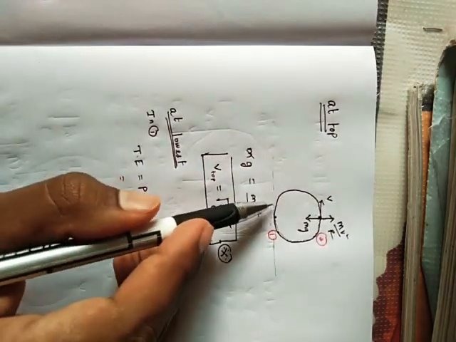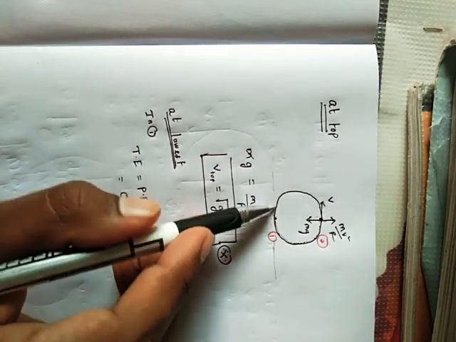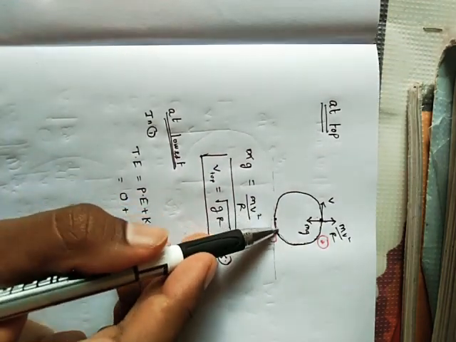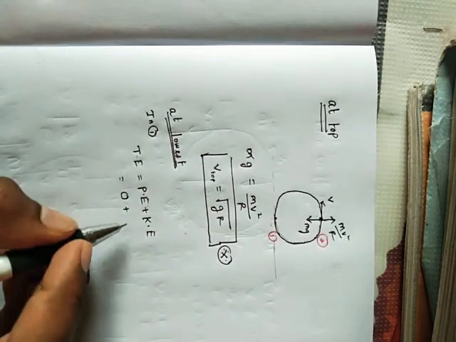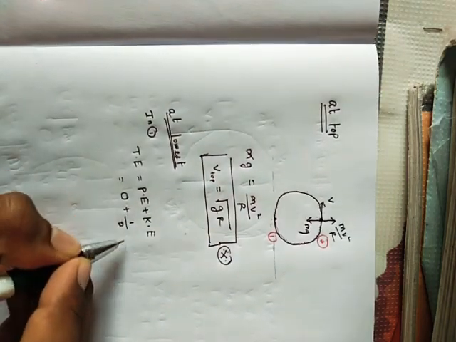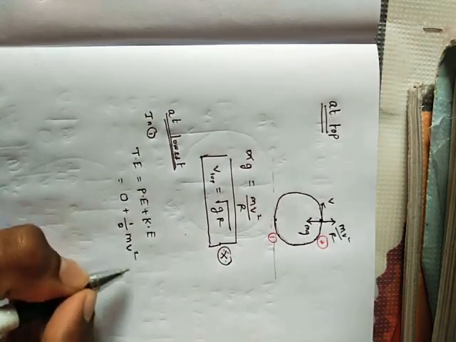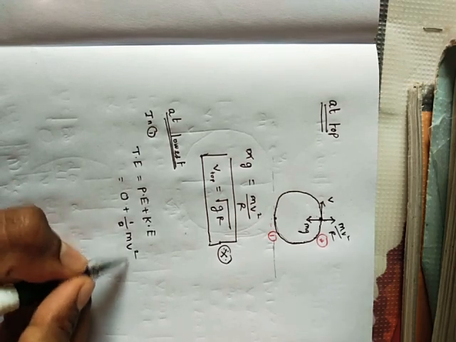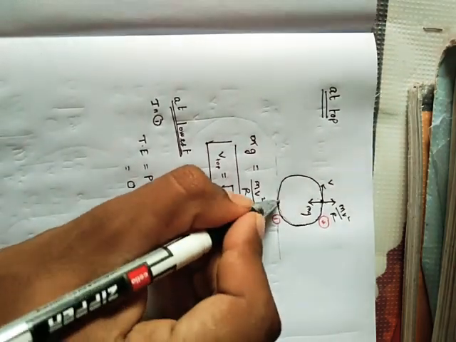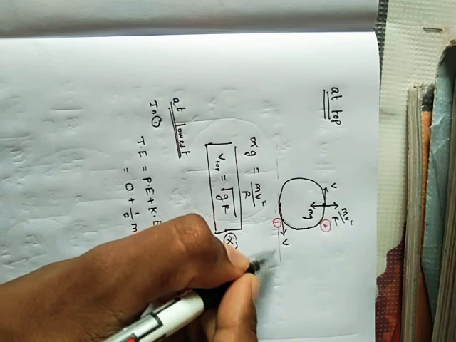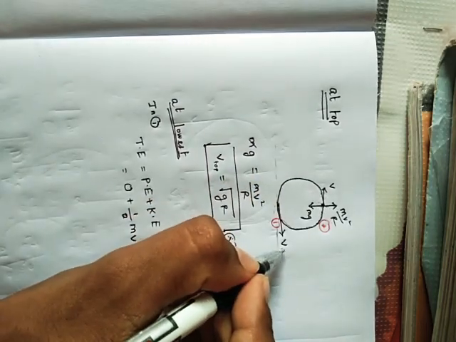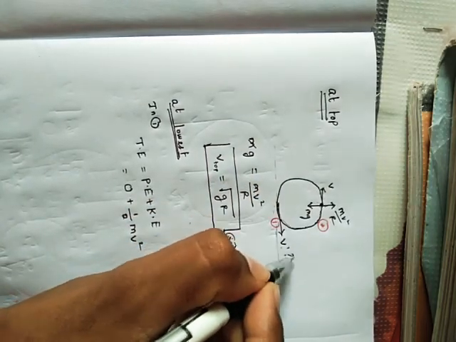Hence it must have some kinetic energy because it's moving. So it has some velocity and definitely has a kinetic energy. What's the kinetic energy? Half mv square. This is the velocity I need to find.